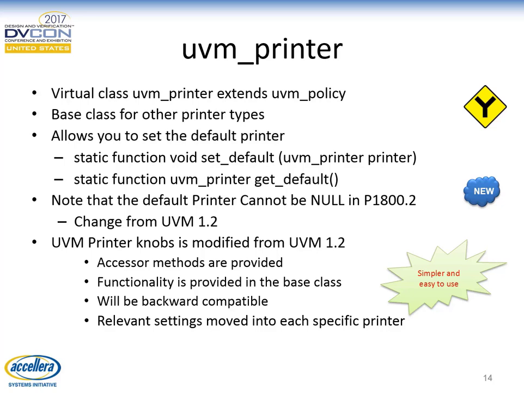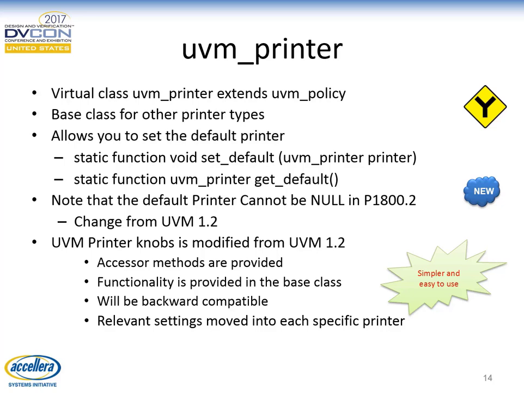The other thing that we did is that we took all the UVM printer knobs. If you remember looking at the printer knobs, they were an amalgamation of every possible knob for every type of printer into that one class. And it was dangling off on the side. So what we've done is that we have merged the functionality from the printer knobs into the printer base class. It will be backward compatible, but the settings that are relevant to each printer are now moved to that specific derived class.